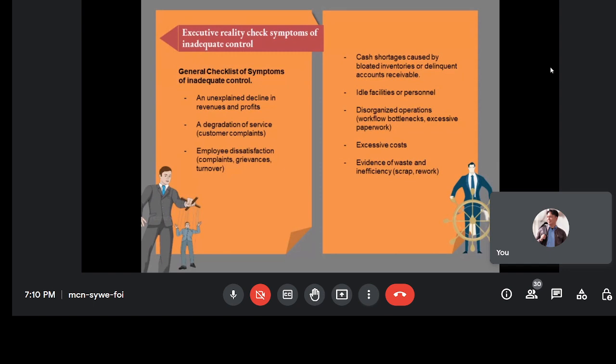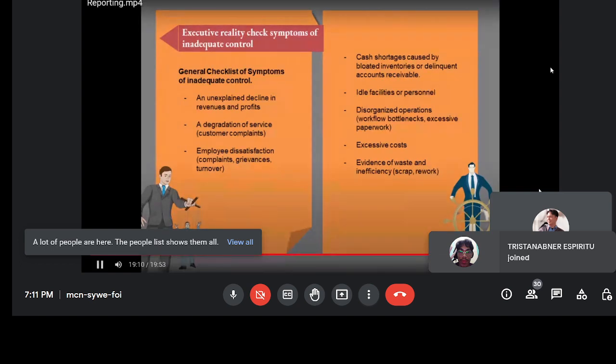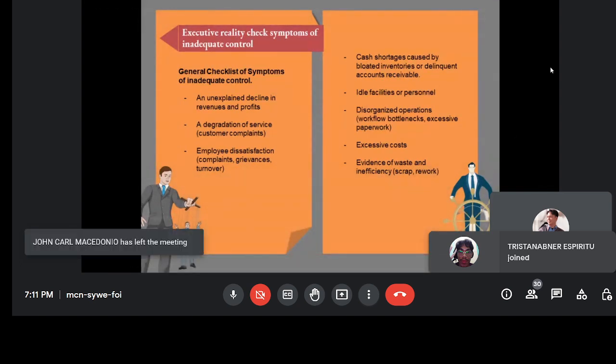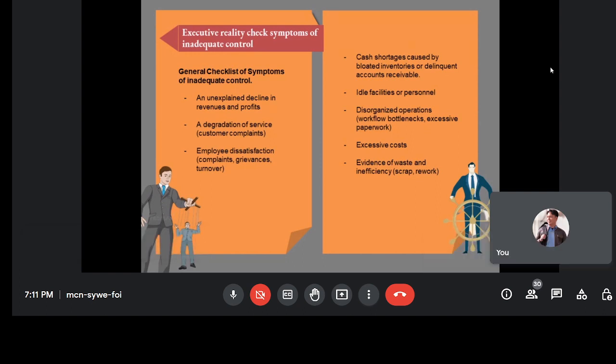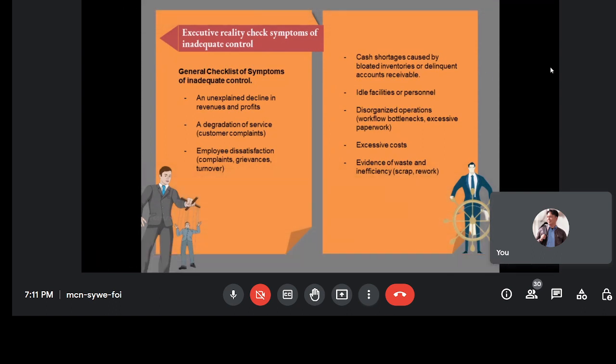Seventh is excessive cost. When there is no control and lack of records in the expenses and the company pays for power consumption, taxes, and rentals. The last one is evidence of waste and inefficiency. It is when too many defective products are produced. It becomes a waste of time and raw materials that are used.